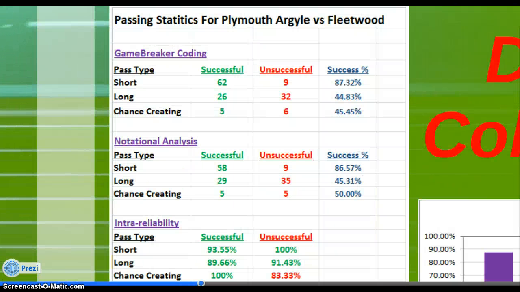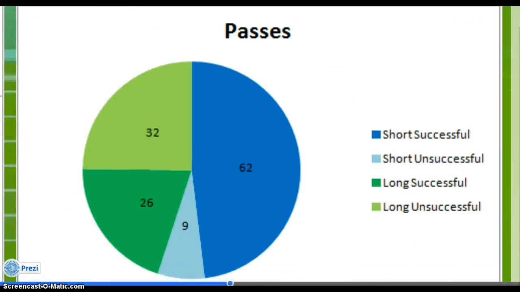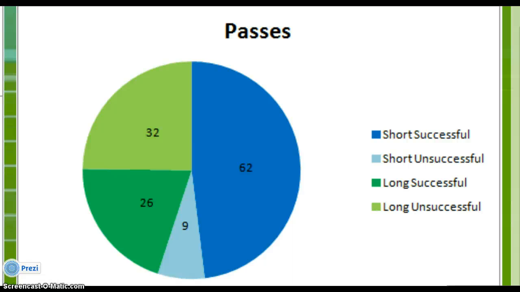Plymouth's passing stats show that they completed a higher percentage and a greater number of short passes. This means that they must have focused more on this than doing long passes. They also complete less than half of their chance creating passes, meaning they are wasting opportunities to score goals, ultimately meaning they will not win as many games as they could. This chart shows that Plymouth tried more short passes than long passes. It also shows that they completed more passes than they didn't, meaning on a whole that their passing was fairly successful.